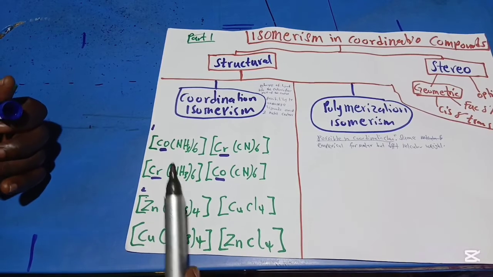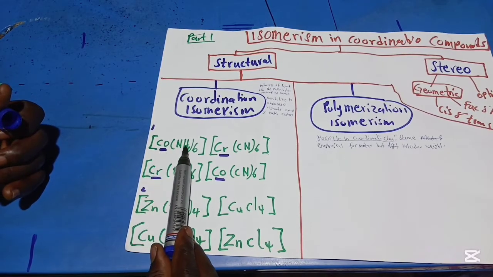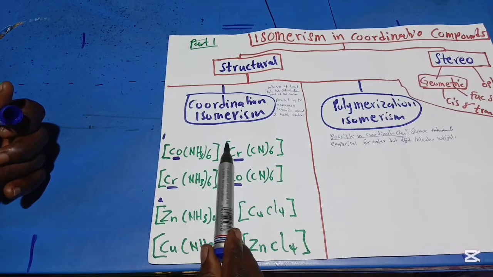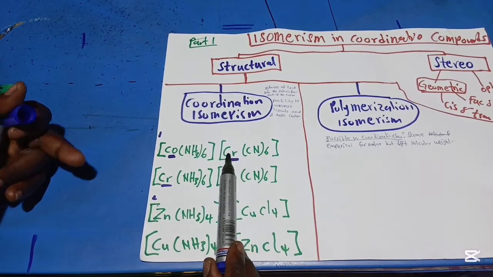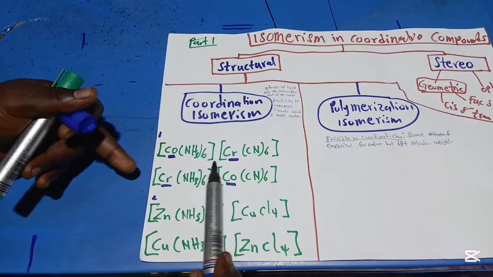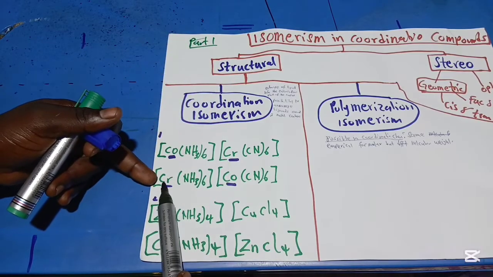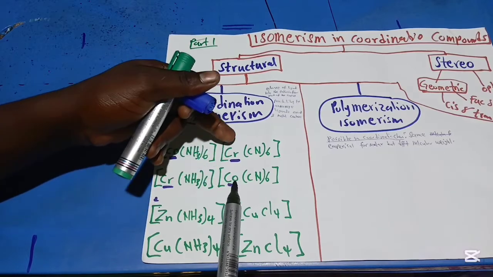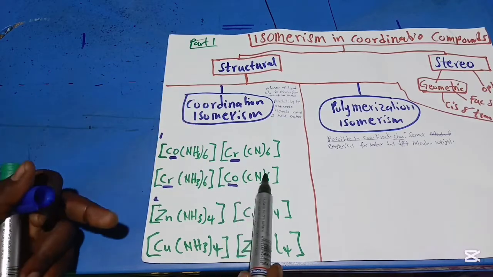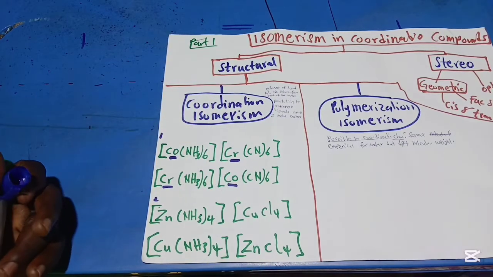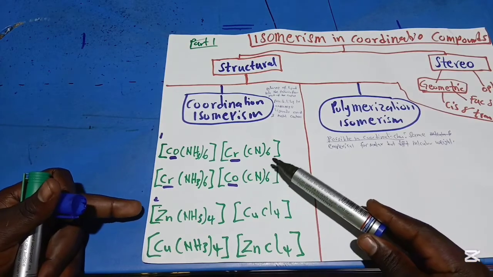So I hope this is clear. You can see that we have cobalt here forming a complex with ammonia, but what are the two metal atoms in this complex? We have cobalt and chromium. So at the end of the day, cobalt and chromium are going to exchange their places. Where cobalt was, we have chromium come there, and where chromium is, we have cobalt come there. That means they exchange their ligands. So if you see something like this, then we have coordination isomerism.